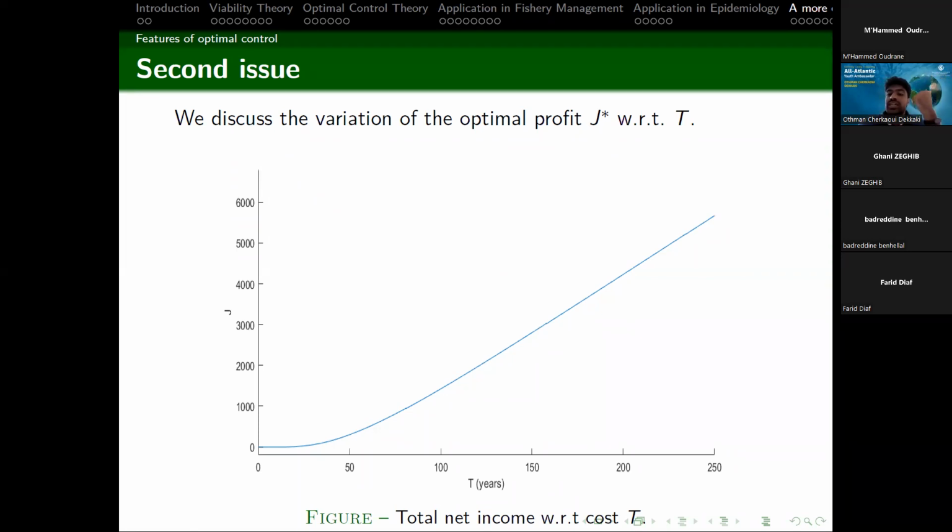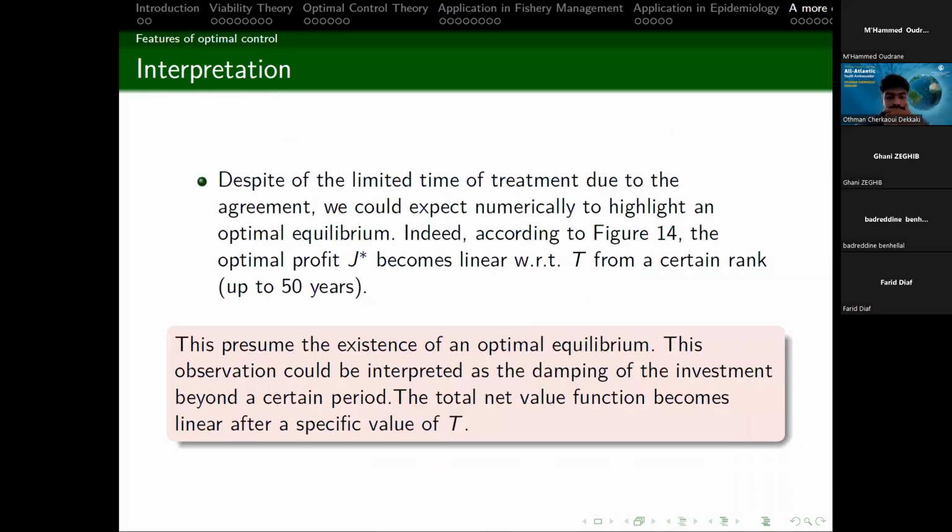This is why going to T goes to infinity is not very interesting, because as I said, the two switching functions will go beyond, and you will work the whole activity, meaning that your control will not be very special. You have a unique control: you start the activity and you continue working until your last day, and that's not very different. And you're going to see here that, despite the limited time of the treatment due to the agreement, we could expect numerically to highlight an optimal equilibrium indeed.